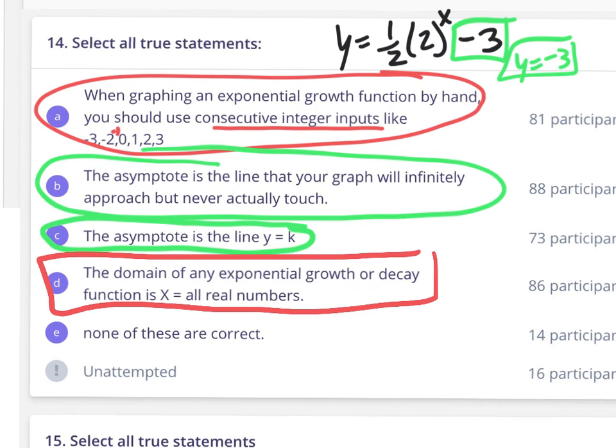Man, everything's been true so far. Obviously, that would mean that E, none of these are correct, is not true. So you would select A, B, C, and D. But let's talk about D a little bit more. The domain of any exponential growth or decay function is x equals all real numbers.